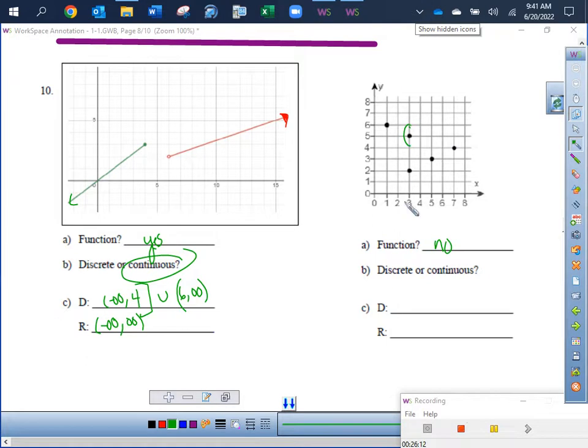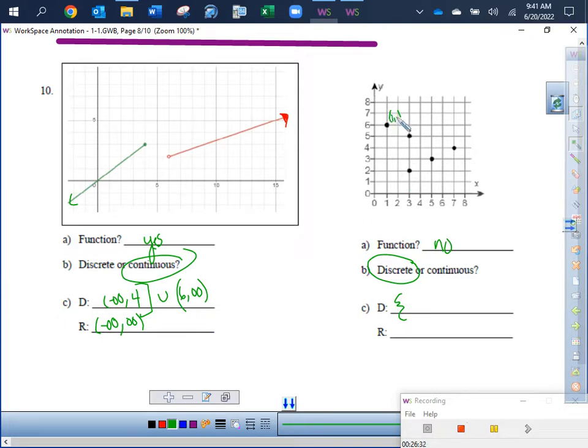Is he discrete or continuous? Well, now you can see what I'm talking about with this discrete thing. See how it's nothing but just points all over the place, just dots. Discrete means dots. So that's discrete. When you have a discrete graph, you don't get to do your domain and range in interval notation. You just list all your x values, you list all your y values like we did before.